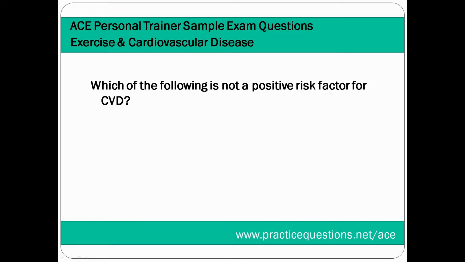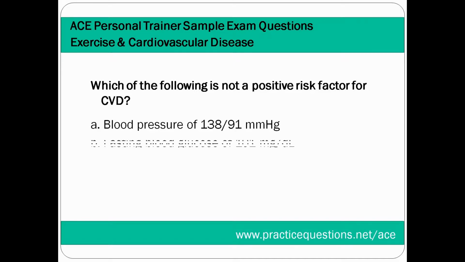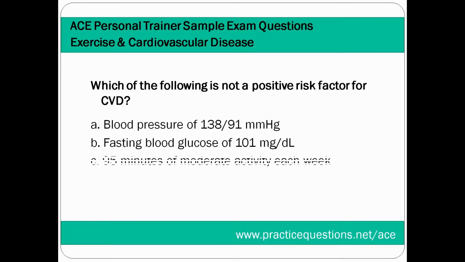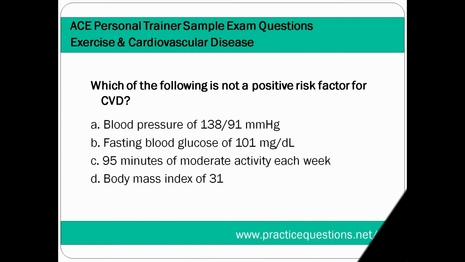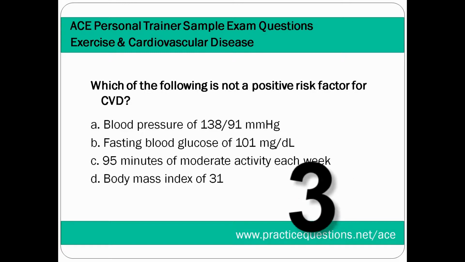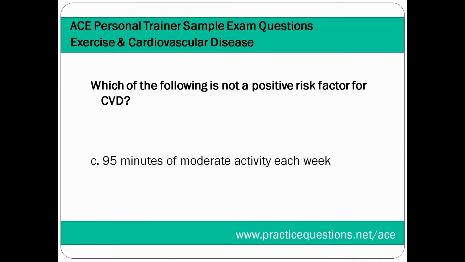Which of the following is not a positive risk factor for cardiovascular disease? Blood pressure of 138/91 mm of mercury, fasting blood glucose of 101 mg per deciliter, 95 minutes of moderate activity each week, body mass index of 31. The answer is 95 minutes of moderate activity each week.